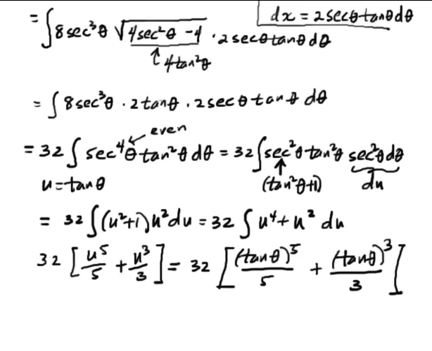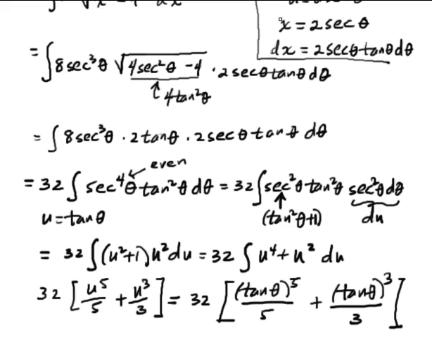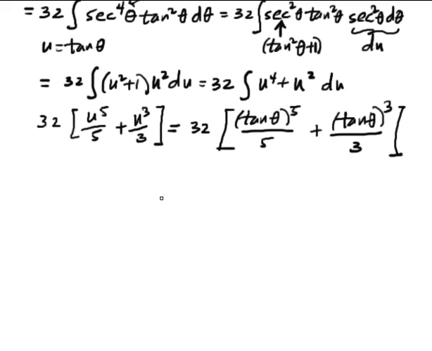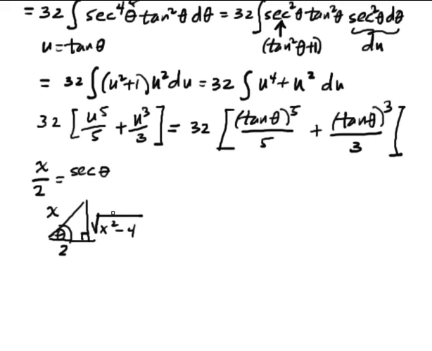Our original integral was in terms of x, so we'll go back to this substitution, x equal 2 secant theta, or x over 2 is equal to secant theta. So let me write that over here. And we want to know what tangent theta is, because we have tangent theta in our solution. So secant's 1 over cosine, so this is hypotenuse over adjacent. And the third side is square root x squared minus 4. So tangent is square root x squared minus 4 over 2.